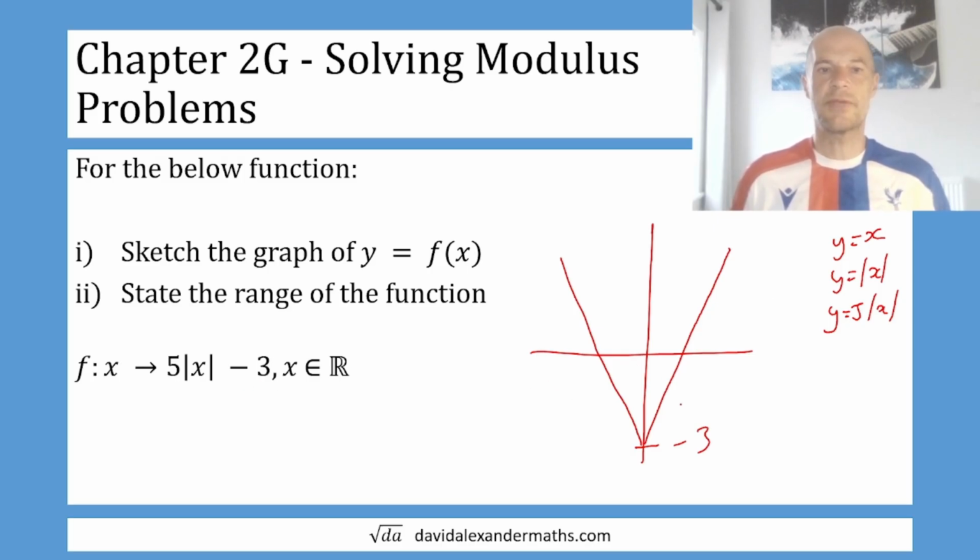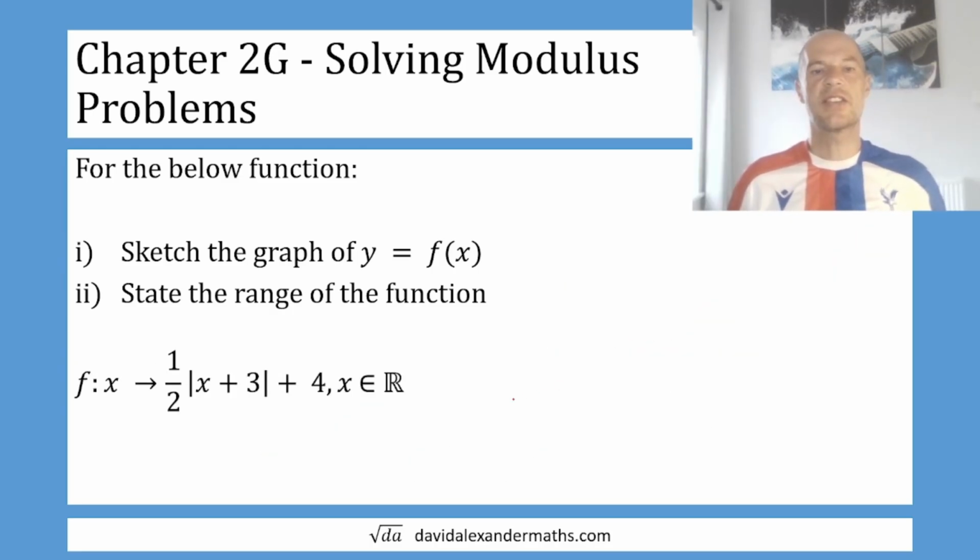So what is the range of the function? Well, x can be any value, but y can't be any value. Y is any value that is negative 3 or above. So y is greater than or equal to negative 3, or f of x is greater than or equal to minus 3. Okay, so here's a similar example.